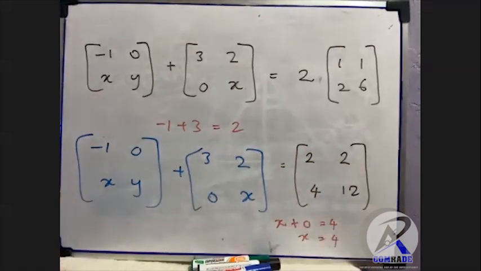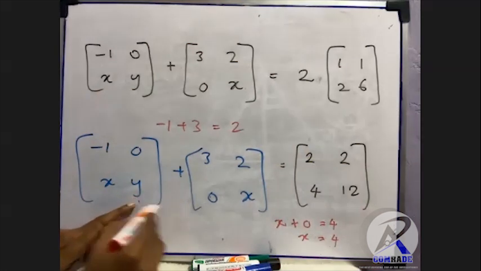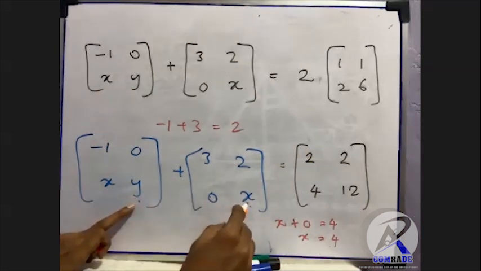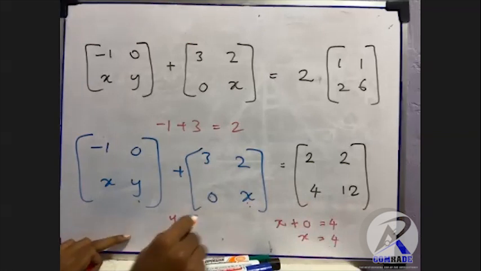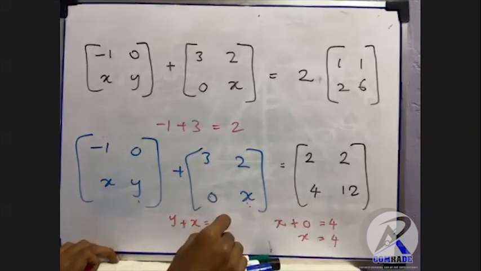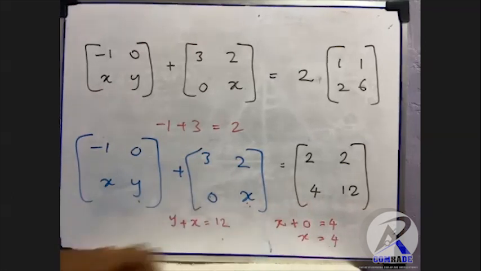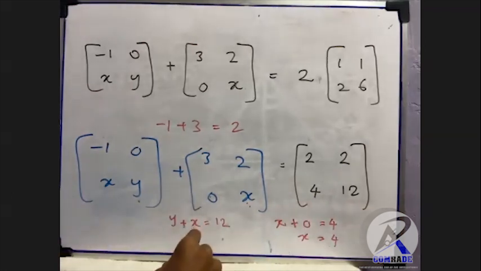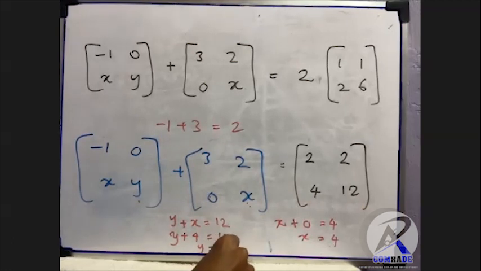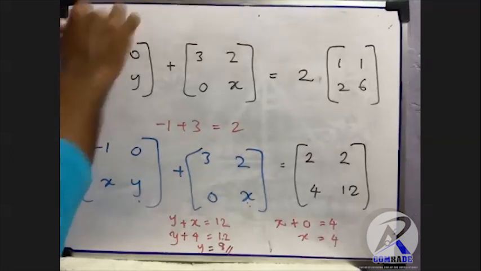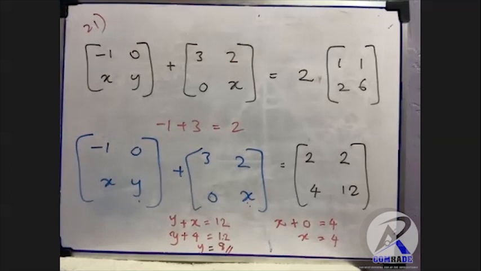Okay, so we found x, right? And then next, this one and this one. y plus x equals 12, right? We already found that x is 4. So y plus 4 equals 12, so y equals 8, right? So that is the answer for that. So this is the matrix 21st one. So x equals 4, y equals 8. You can pause the video and write it, and we'll move to the next question.